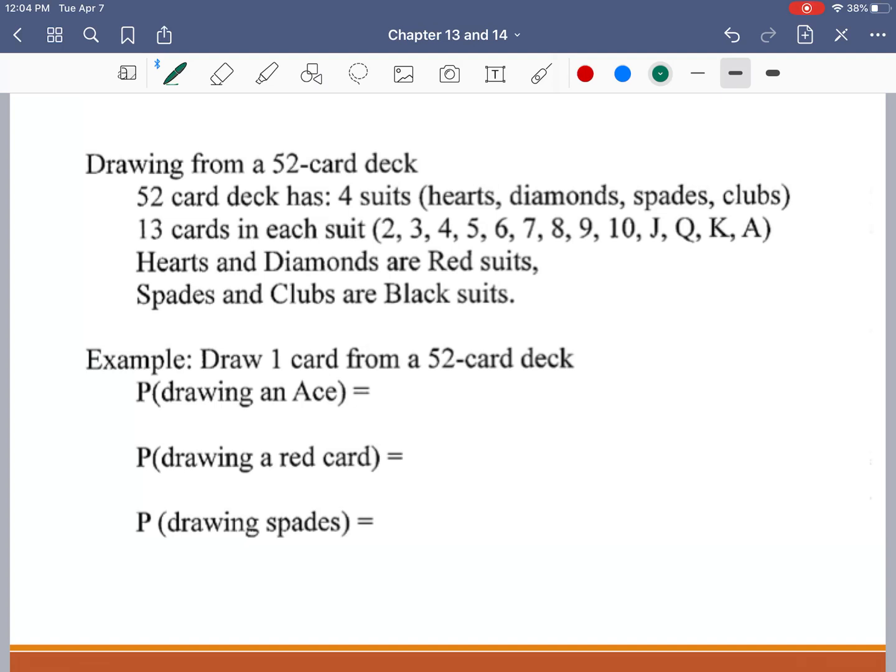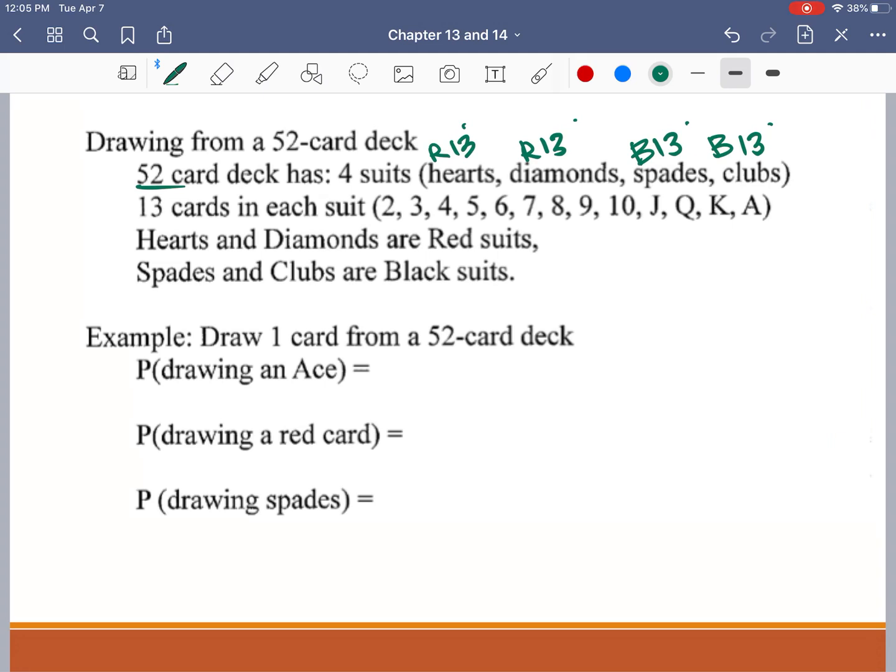Okay, so drawing from a 52 card deck. I know some of you are not aware of what's in a 52 card deck. If you don't know, let me just give you a quick summary. In a 52 card deck, there's 4 different suits. So we have hearts, diamonds, spades, and clubs. In each suit, there's 13 cards. So there's 13 hearts, 13 diamonds, 13 spades, and 13 clubs. Hearts and diamonds are red. Spades and clubs are black. This makes a total of 52 cards in the deck.